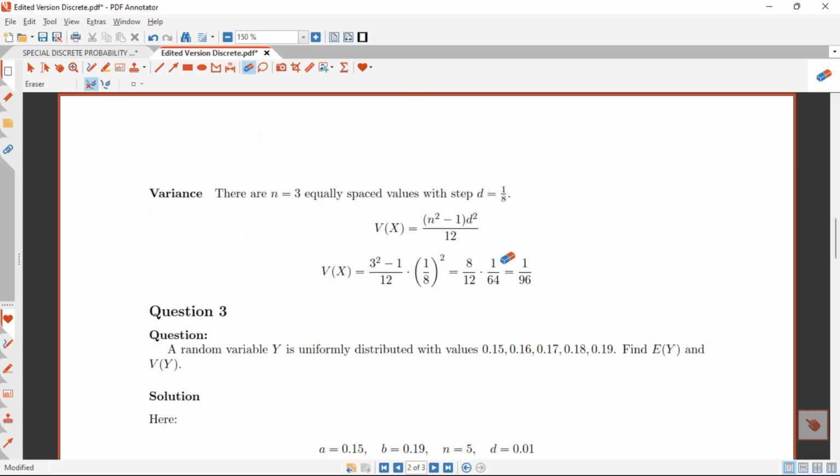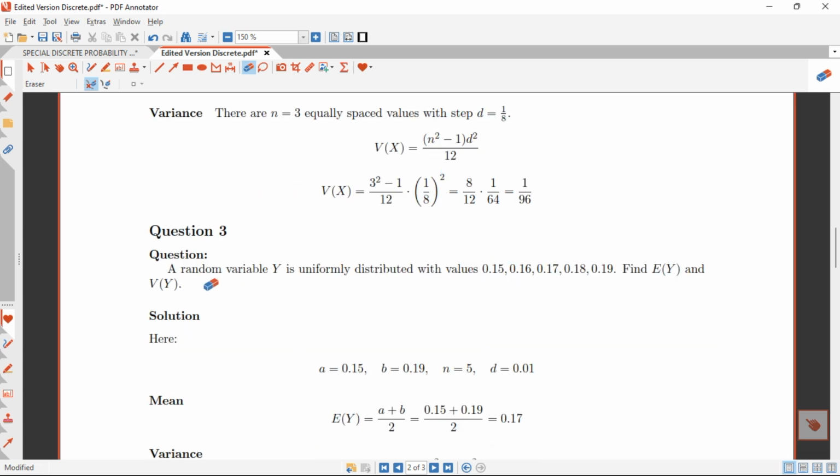We know that our n will be 3, because we are having n values. So here we are getting n squared minus 1 times d squared divided by 12, and our answer will be (3 squared minus 1) divided by 12 times 1 over 8 squared, which is equal to 8 divided by 12 times 1 over 64, which is equal to 1 over 96. So that is the solution to that question.